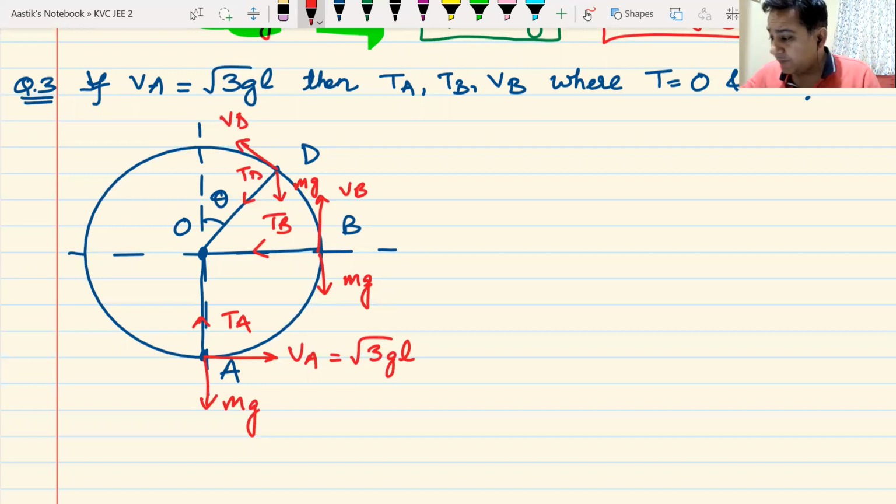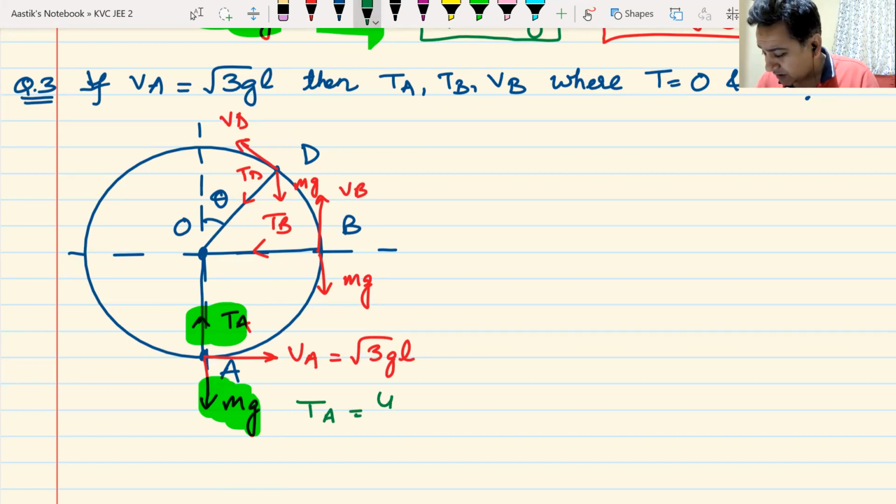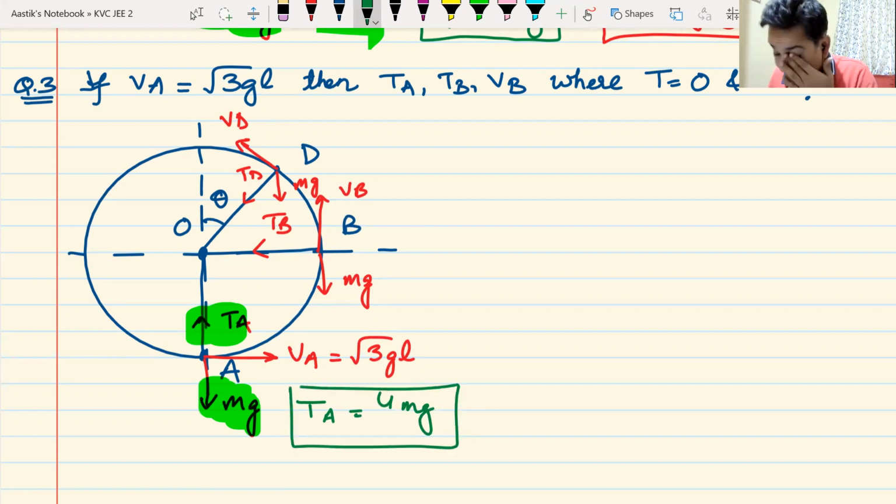Well, I hope all of you have done this. Can I have the equations and the answers? First one, tension at point A is? 2 mg. No, it is 4 mg, beta. Yes or no? It's always one more than this. If it is 3, it has to be 4. As simple as that. Do we understand this?